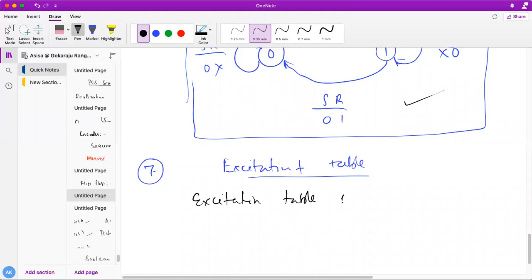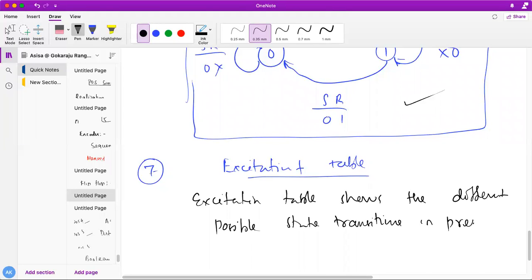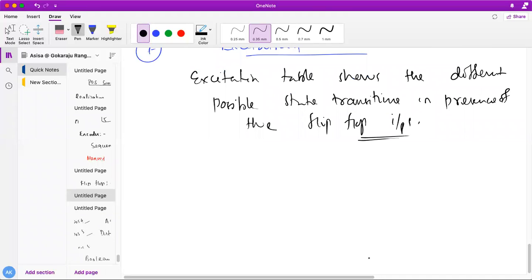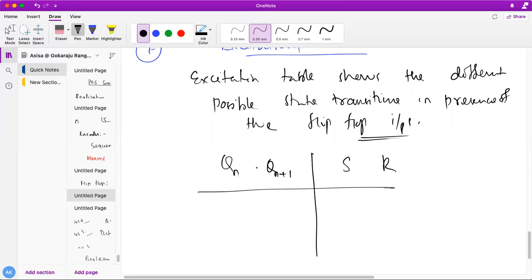The excitation table shows the different possible state transitions in the presence of the flip-flop inputs. In the presence of the flip-flop inputs, how is the state transition happening? So the state transition is from where actually? Qn to Qn plus 1 always. At that time what will be my S and R? So here the inputs will be Qn and Qn plus 1, and the outputs will be my S and R.